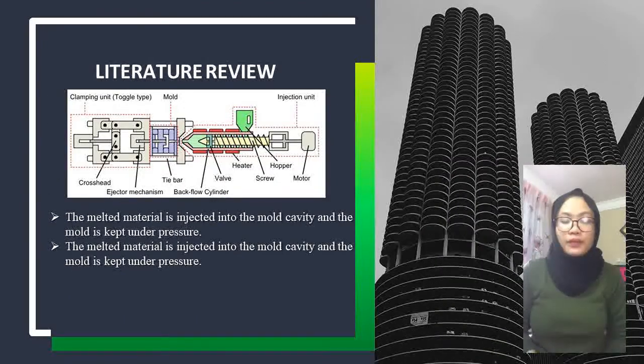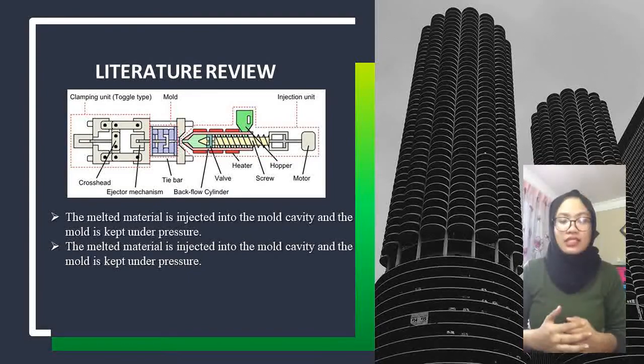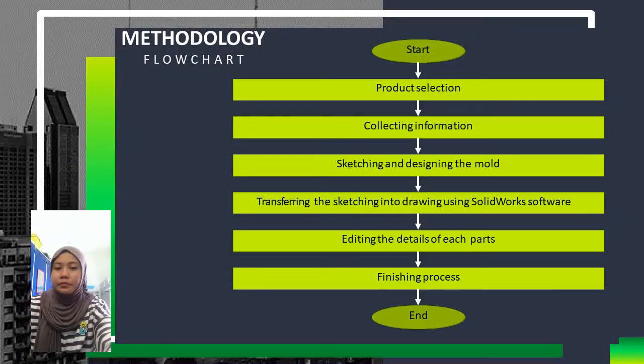Literature review. The melted material is injected into the mold cavity and the mold is kept under pressure. Rotate the screw to melt the plastic and introduce it from the hopper, and accumulate the molten plastic in front of the screw, known as metering. The switching position from speed control to pressure control is set at the screw position where the injection pressure reaches a certain fixed value.